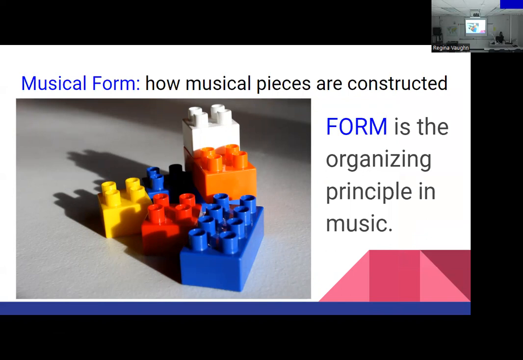So those are the types of texture you'll need to know about: homophonic, polyphonic, and monophonic. Which brings us to musical form. Musical form is how musical pieces are constructed. Form is the organizing principle in music. It can be simple, it can be complex.